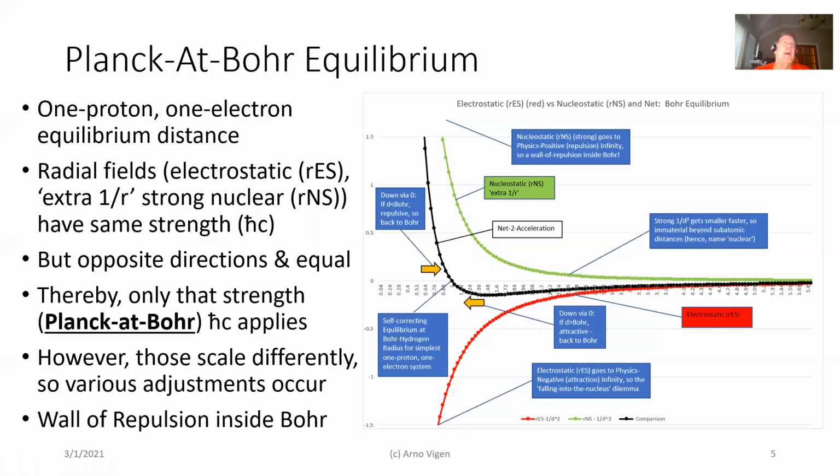So let's talk a little bit more about that Planck at Bohr equilibrium. Okay, this is the one-to-one electron, but this is physics positive. It's going through zero from a positive to a negative at greater distances. So when the distance is less, it's physics positive, pushing it right back. And if it gets larger in distance, it's pulled forward because this is physics negative, attractive. So this is a self-correcting equilibrium. It's a natural balancing point that electrons stay in fields.